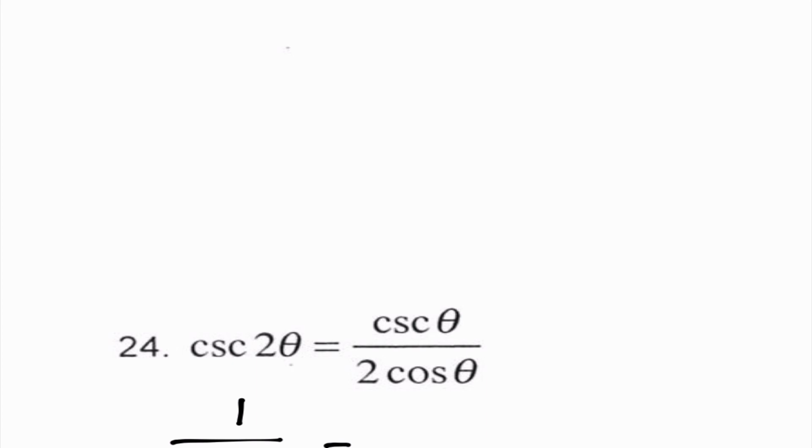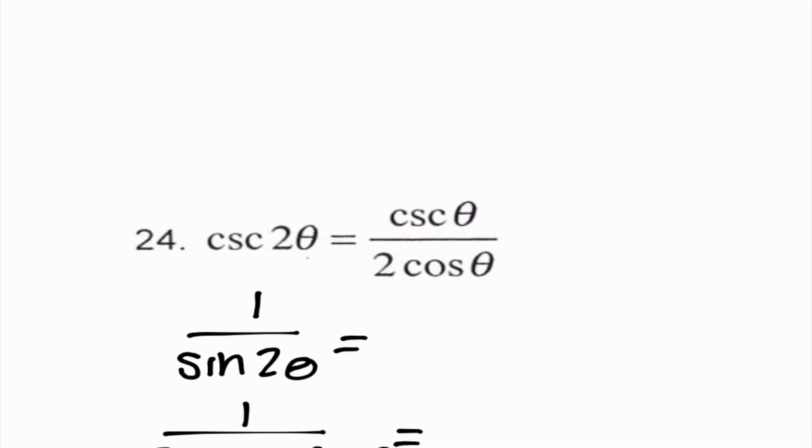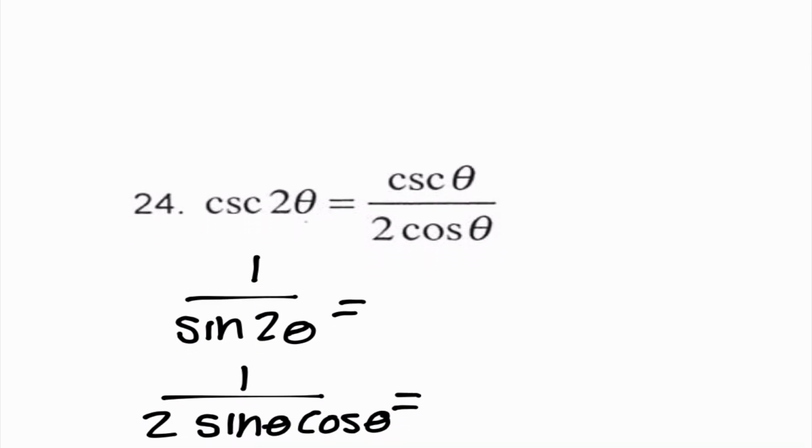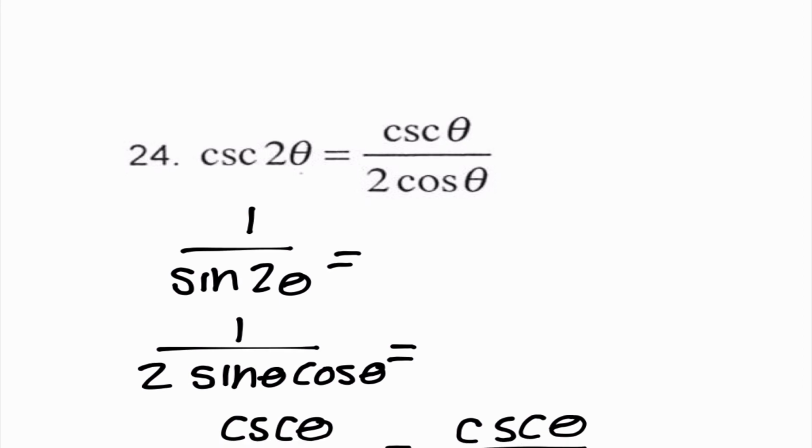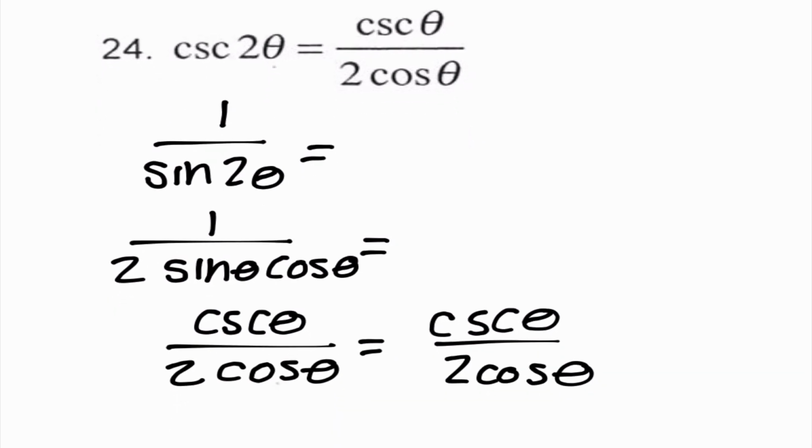Okay, 24 says cosecant of 2 theta. Once again, we don't have a cosecant formula, so I decided to make that 1 over sine 2 theta. This then would be 1 over 2 sine cosine, because I know sine of 2 theta is 2 sine cosine. And looking at this other side, I know this 2 cosine is good. I just need to change this 1 over sine. I know 1 over sine is equal to cosecant, so I just went ahead and wrote cosecant over 2 cosine equals cosecant over 2 cosine.